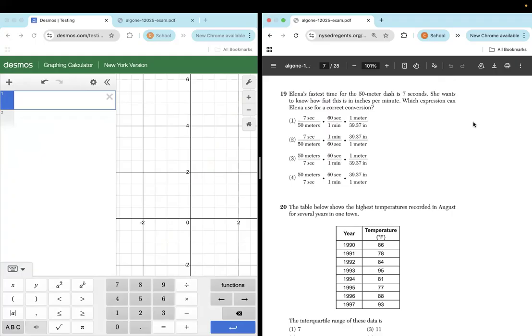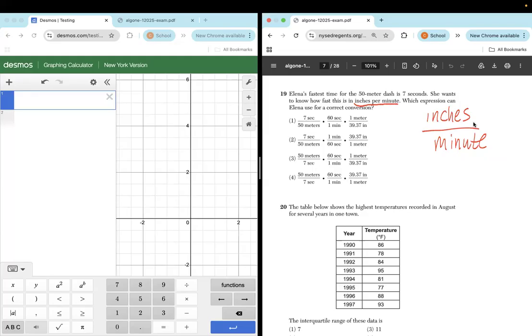Inches per minute. Which expression can Elena use for a correct conversion? For these kinds of questions, we're going to see how we can cancel out units and be left with the units we want. And in this case, they're asking us to get our answer in inches per minute. We can cancel out units the same way we could cancel out numbers or variables. So if it's on the numerator and the denominator, we can cancel out that unit.